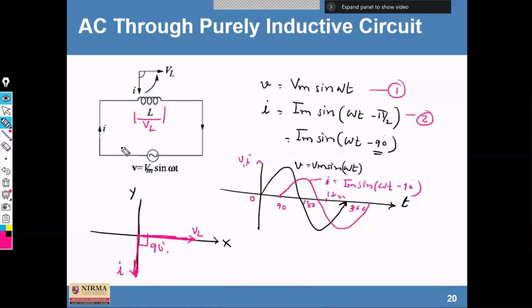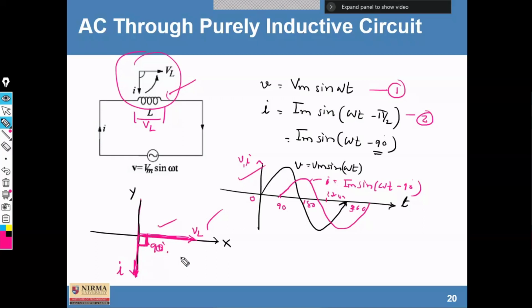So whenever there is a circuit and I represent VL and I like this, and the phase difference between the two is 90 degrees, then we can say it is a purely inductive circuit. The current lags behind the applied voltage by 90 degrees in a purely inductive circuit, or we can say voltage leads the current vector by 90 degrees. So we can represent both quantities in the form of waveforms and also in the form of vectors, and here the angle is 90 degrees.